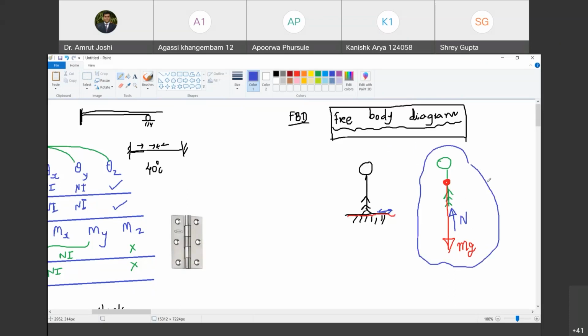Free the body from Earth and show what the Earth must have been doing. Happy? Sir, if the guy is floating, then he must experience some air resistance. Yes.